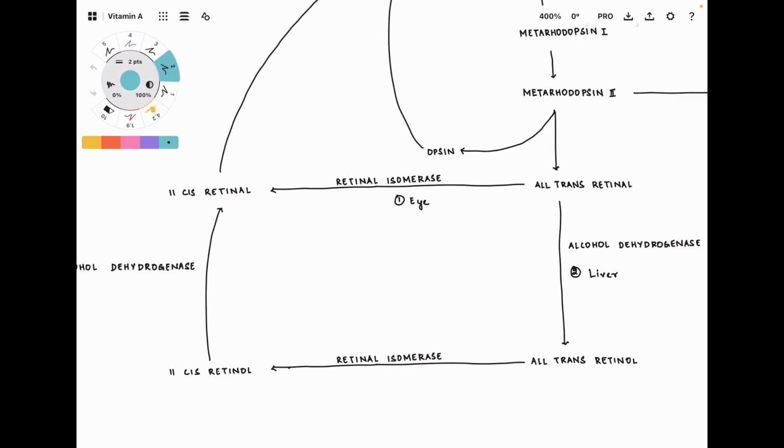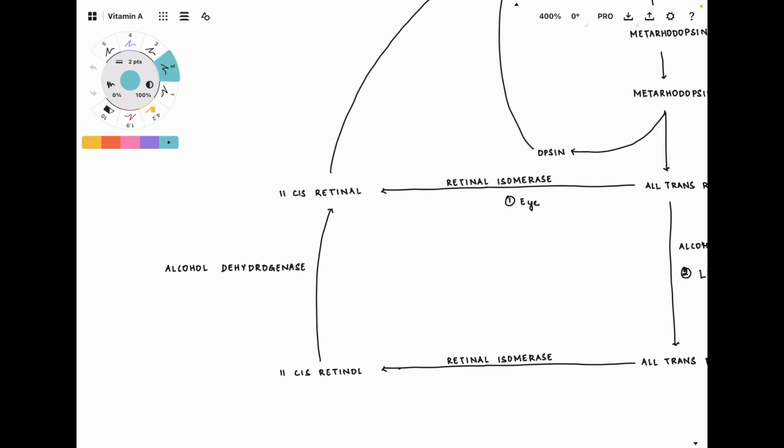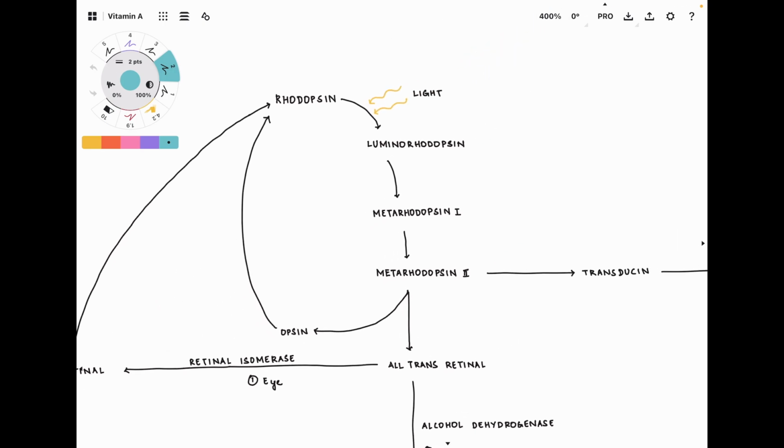In the liver, alcohol dehydrogenase acts on all trans-retinal and converts it into all trans-retinol. The enzyme retinol isomerase acts on all trans-retinol and converts it into 11-cis-retinol. Alcohol dehydrogenase acts on 11-cis-retinol and converts it into 11-cis-retinal. In the end, we have 11-cis-retinal. 11-cis-retinal combines with opsin to form rhodopsin to complete the Wald's visual cycle.